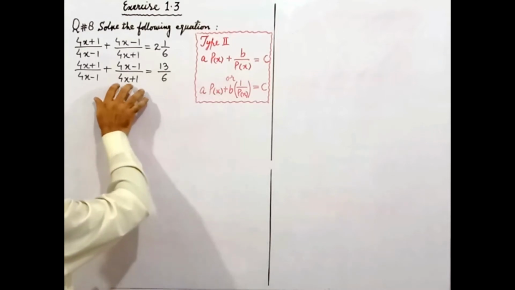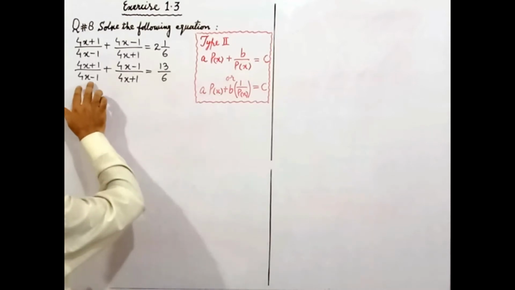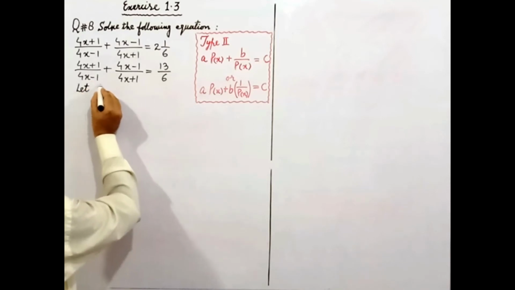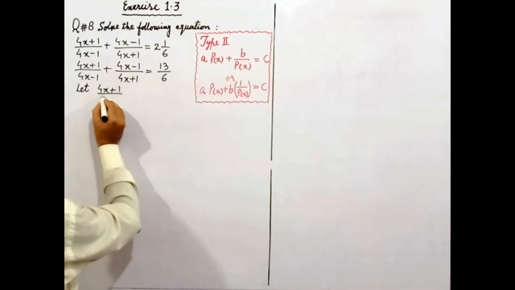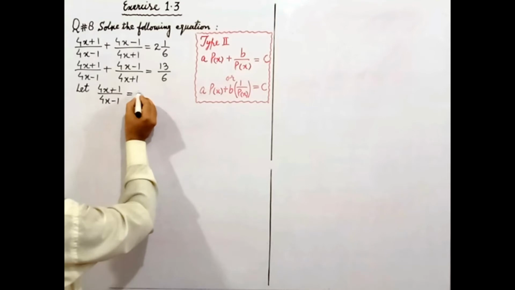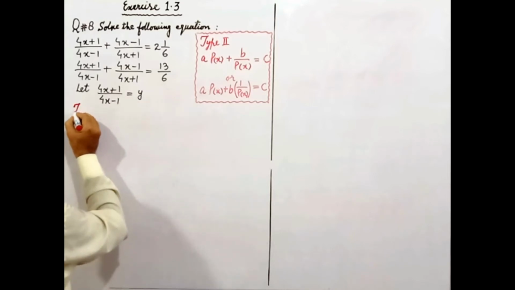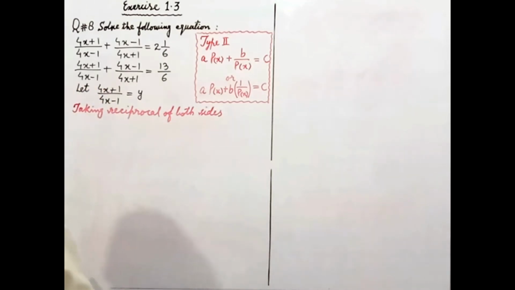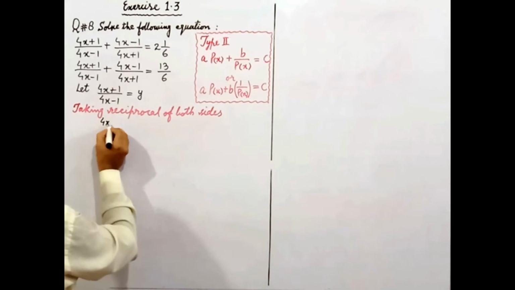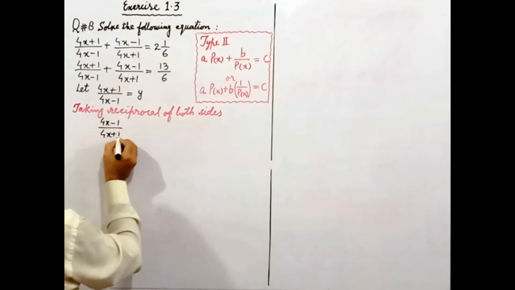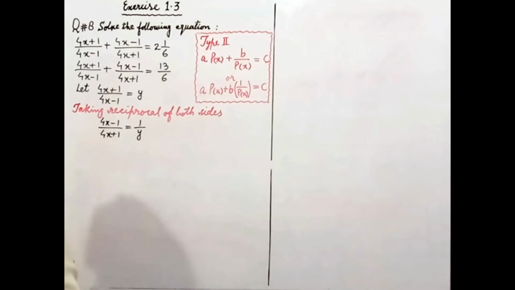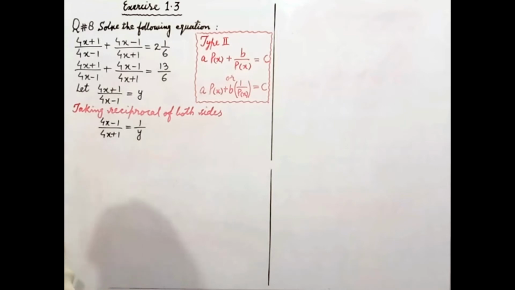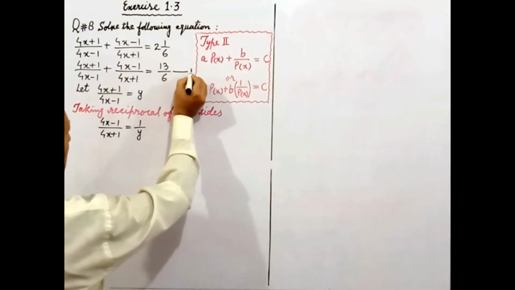To reduce this given equation in quadratic form, we let the first polynomial equal to a different variable. Let (4x+1)/(4x-1) be equal to y. Taking reciprocal of both sides, we have (4x-1)/(4x+1) equal to 1 over y. When we take reciprocal, numerator will become denominator and denominator will become numerator on both sides. We name this equation 1 for reference.